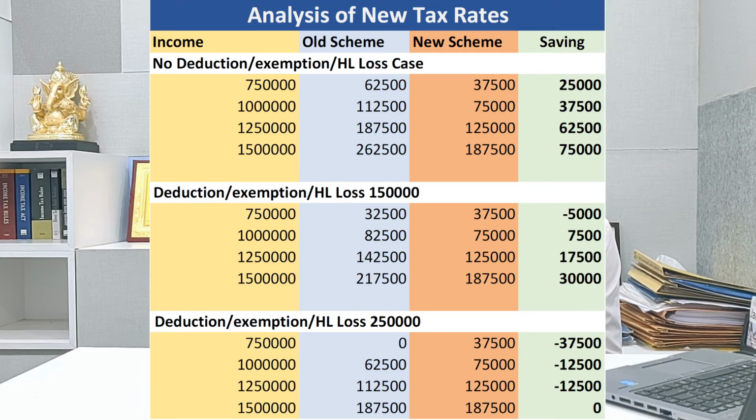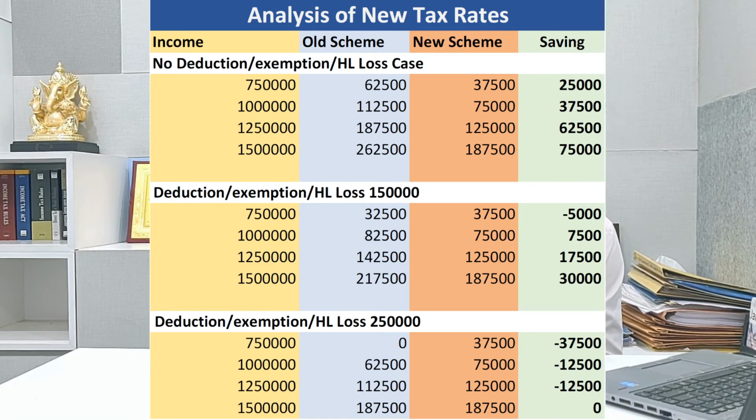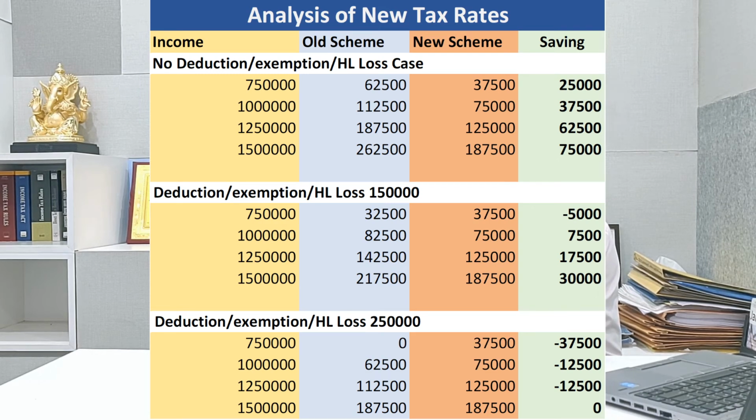So if the assessee is having deduction, exemption, or housing loss up to rupees 2,50,000, in case of 7,50,000, there will be loss of rupees 37,500. If the income is rupees 10 lakh, there will be loss of rupees 12,500. If the income is rupees 12,50,000, there will be loss of rupees 12,500. And in case of 15 lakh, there will be no loss. So if you have higher deductions or exemption or housing loss, there is no use of opting for these provisions.